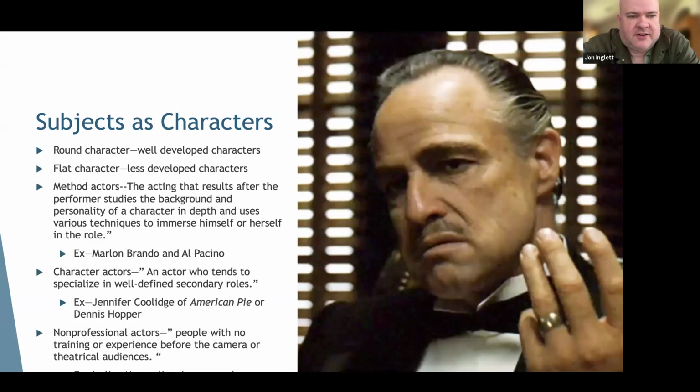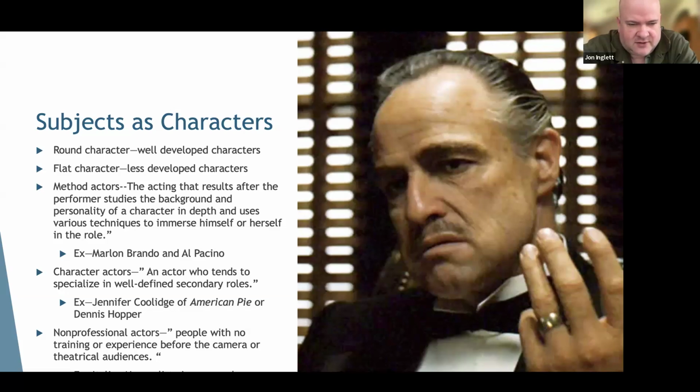Other subjects as characters, we have round characters. Round characters are well-developed characters, and they are the main people within the film. Then we have flat characters, they're secondary characters, they're less developed in nature. We have method actors, the acting that results after the performer studies the background and personality of a character in depth and uses various techniques to immerse himself or herself in the role.